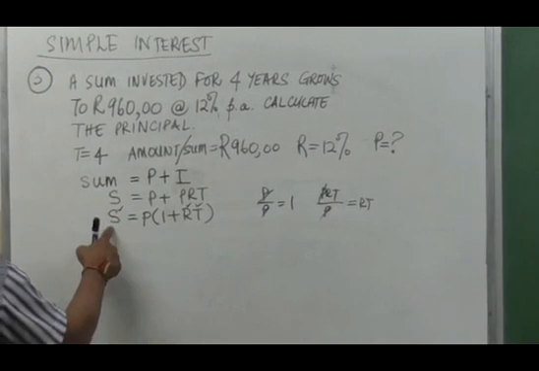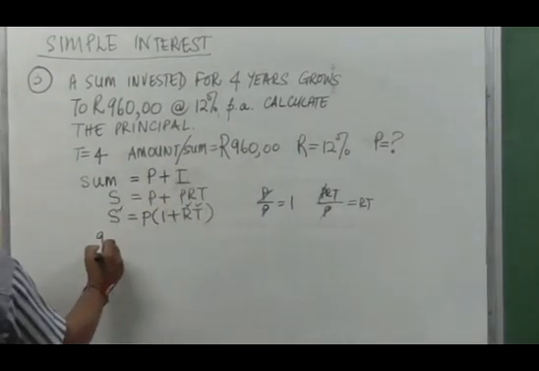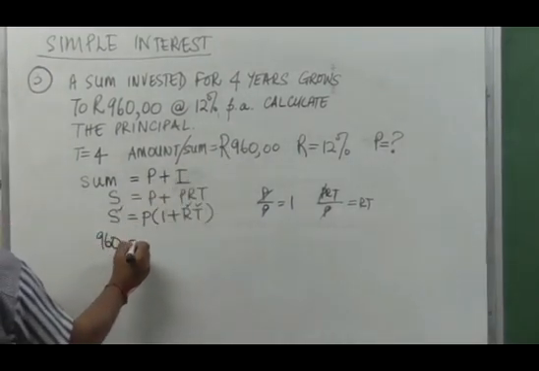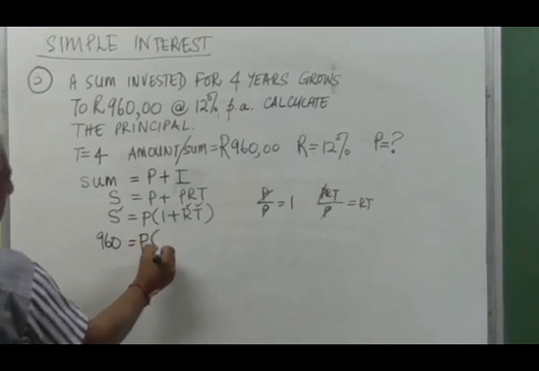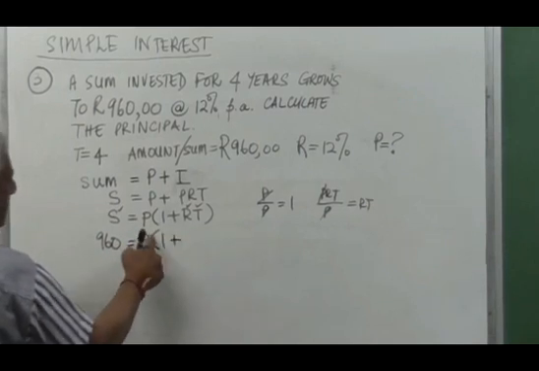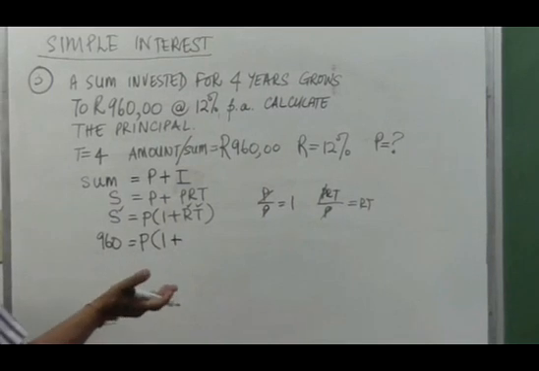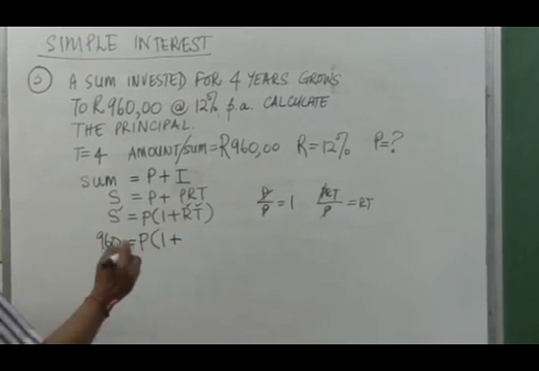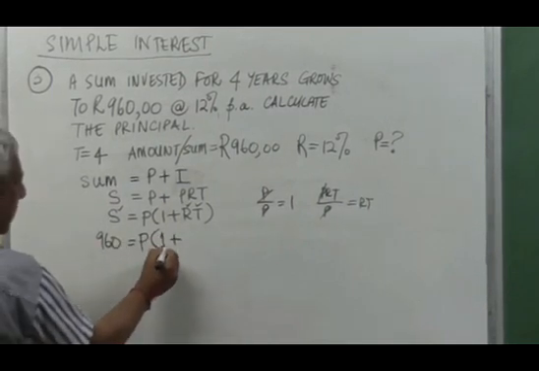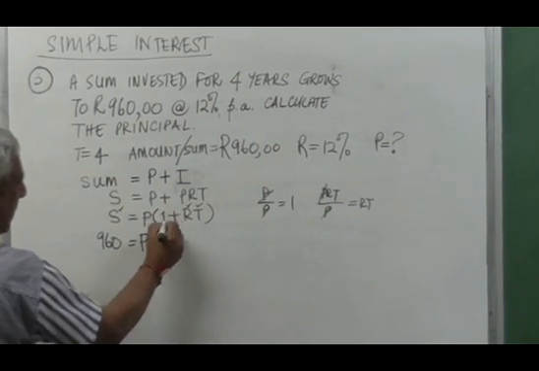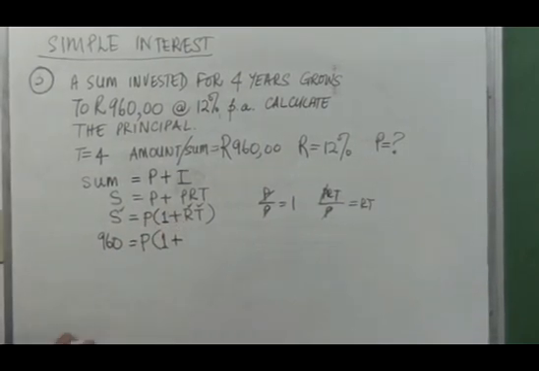So, what is the sum? The sum is 960. What is P? We don't know. 1 is 1. You can't do anything about 1. It's called a constant. It remains the same. This is the number 1. So 1 is there. It's a number.